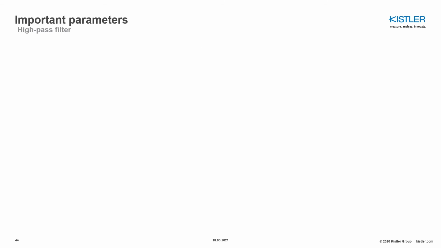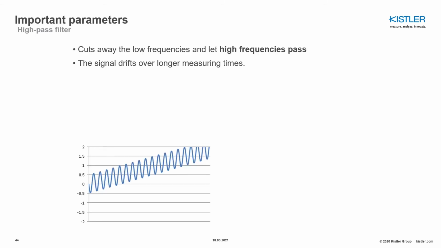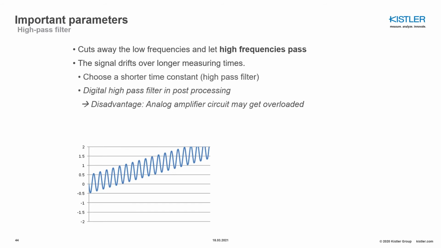A high-pass filter is the opposite of a low-pass filter. A high-pass filter enables you to measure and analyze high frequencies and cut away the low frequencies. Low frequencies can be, for instance, drift over a longer measurement time, as you can see here. You can either choose a shorter time constant, which is basically a high-pass filter, or you can do the high-pass filtering, for instance, digitally in post-processing. The only disadvantage is that the analog amplifier circuit may get overloaded. But what happens when we apply the high-pass filter on a signal having a drift? If you use the right frequency while filtering, then you can get rid of the drift in this case.